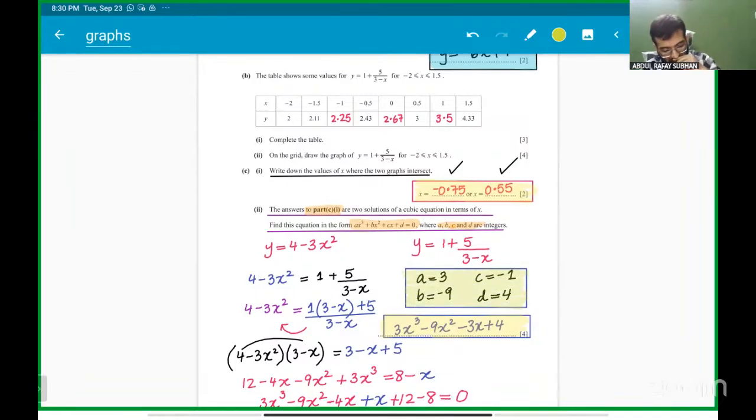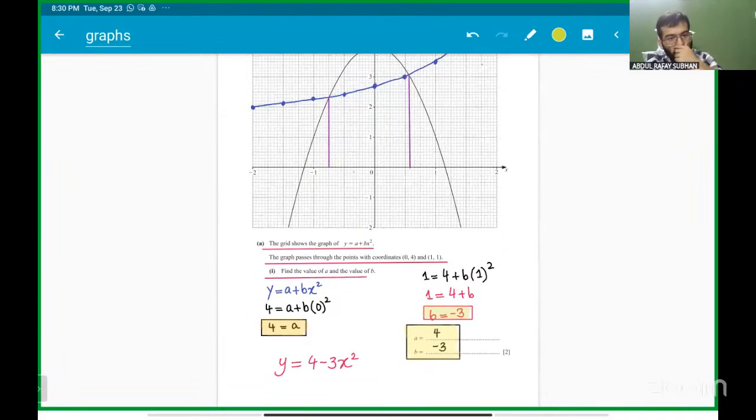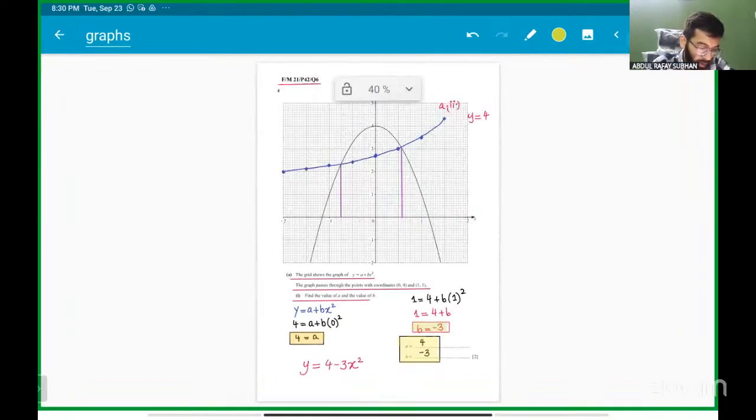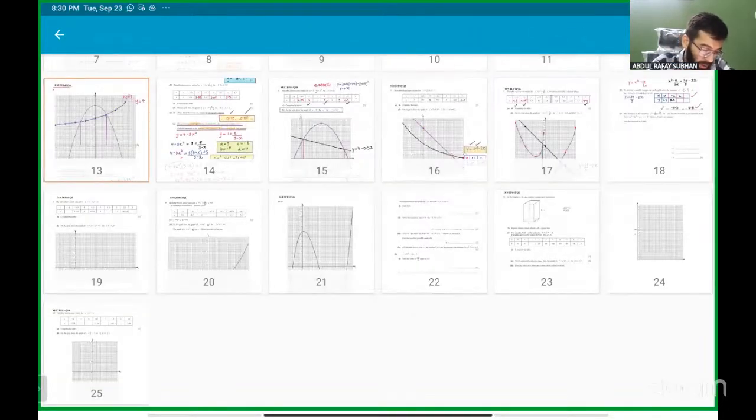So we got 4, 5, 6, 7, 8, 9, 10, 13, and 13 plus 2, 15. So we are getting 15 marks, the question we have done. Is everyone clear? 15 marks question is done. Let's also finish this part as well.